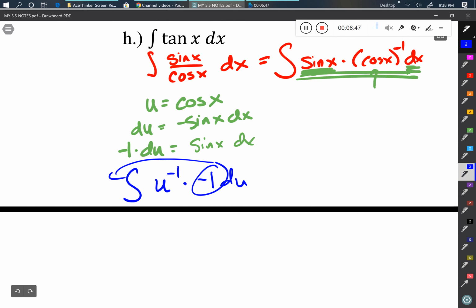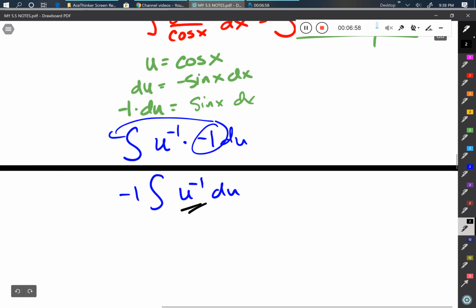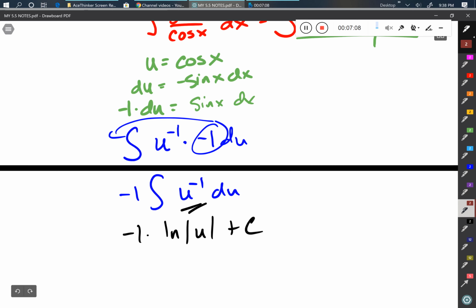If I take that -1 and move it out in front, I've got -1 times the integral of u to the -1 du. I know this one. This is a fundamental integral. The integral of u to the -1 is the natural log. So -1 times the natural log of the absolute value of u plus c. That's still not right though, because I need to, what does that need to do? Oh, I need to back substitute. So that's going to give me -1 times the natural log of the absolute value of cosine x plus c.